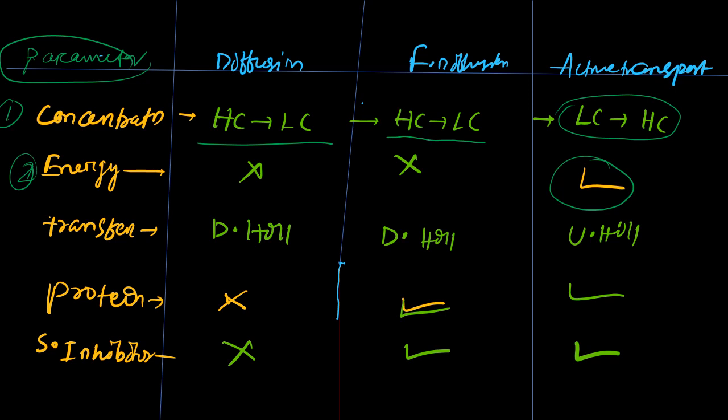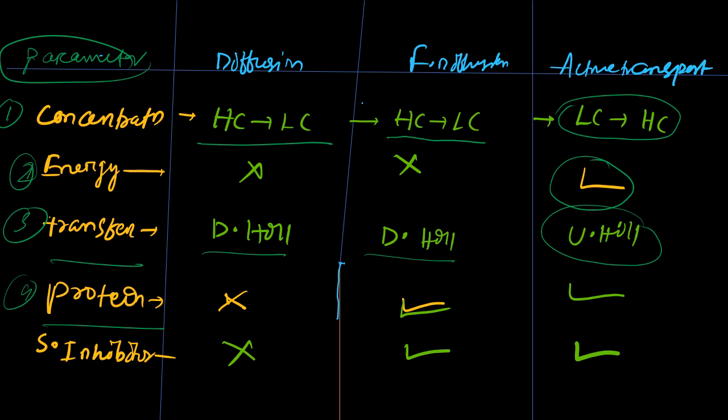And next is energy. We see that energy is only involved in active transport. Third, transfer: diffusion and facilitated diffusion are downhill, but active transport shows an uphill process. Next, protein. Protein is involved in facilitated diffusion and active transport, but not in diffusion. This is the most important thing.